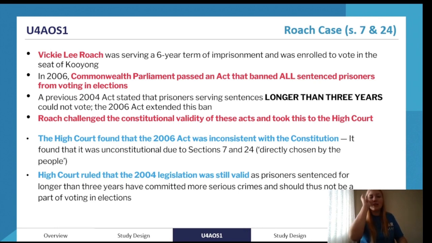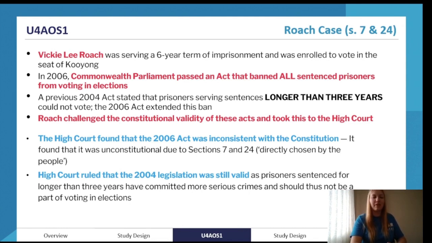And in 2006, the Commonwealth Parliament passed an act or a law that banned all sentenced prisoners from voting in elections. So Roach couldn't vote anymore. And there was also a previous 2004 act that said that prisoners, if they were serving sentences longer than 3 years, could not vote. However, the 2006 act extended this ban to all prisoners not being able to vote in elections, even if you were in for a pretty minor offense.